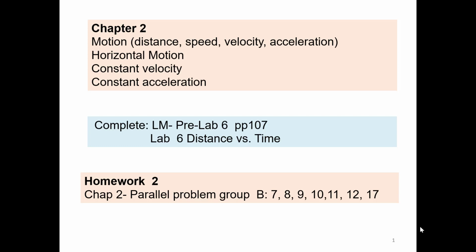In chapter 2, we are going to talk about motion. We are going to define the concepts of distance, speed, velocity, and acceleration. Also, we are going to describe horizontal motion, and we are going to discuss what happens if the object is moving at constant velocity and what happens if the object is moving at constant acceleration.